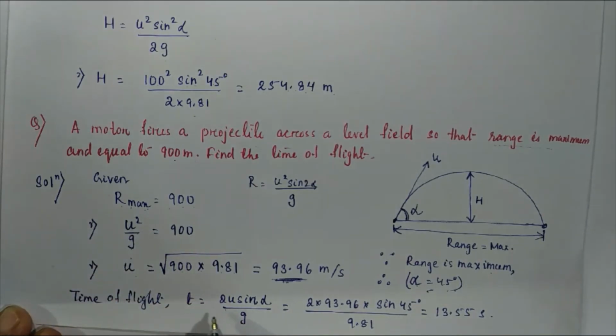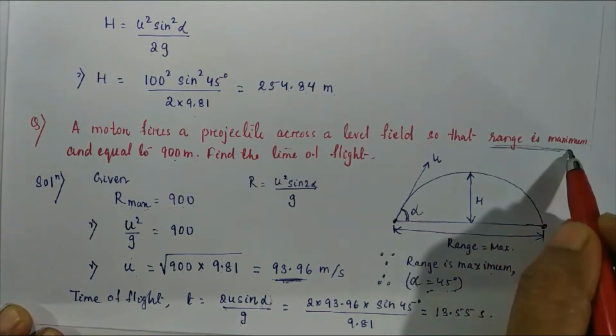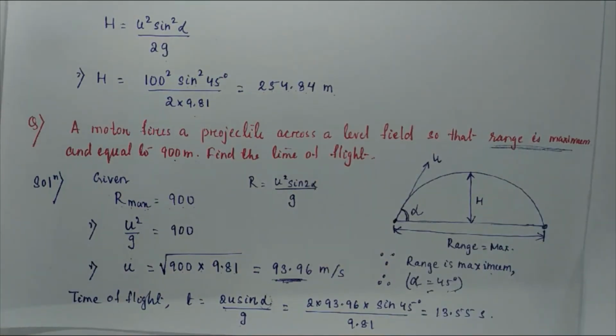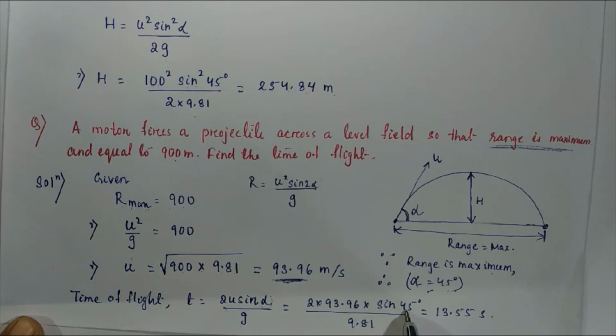So time of flight we have to find out. Time of flight is equal to 2u sin alpha by g. The angle alpha is not given in the question, but the condition is given that the range is maximum. We know that when the horizontal range is maximum, the angle alpha is equal to 45 degrees. So we substitute the angle alpha as 45 directly here. So 2 into 93.96, that is the velocity of projection, into sin 45 degrees by 9.81, and after solving this we get the final value of the time of flight, equal to 13.55 seconds.